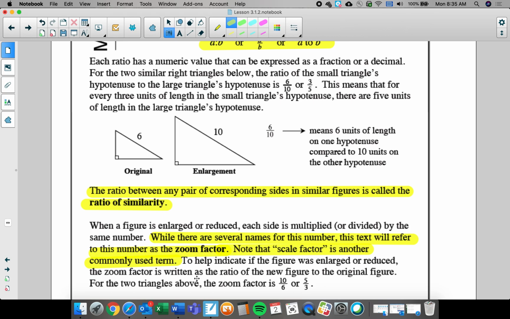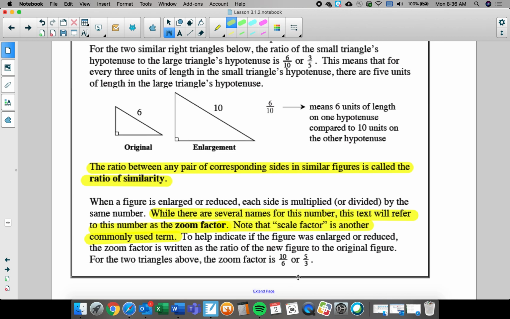Okay. To help indicate if the figure was enlarged or reduced, the zoom factor is written as a ratio of the new figure to the original figure. Okay. You always write it as a ratio of new to original. That's how you would go through and you would write that. So that's why in this case you would write it as 10/6 because that's your new shape compared to the original shape. So it has a zoom factor of 10/6 or 5/3, which means if you wrote it as a decimal, that'd be like 1.6 repeating. Okay. So just a heads up, it's always ratio of the new figure over the original figure.